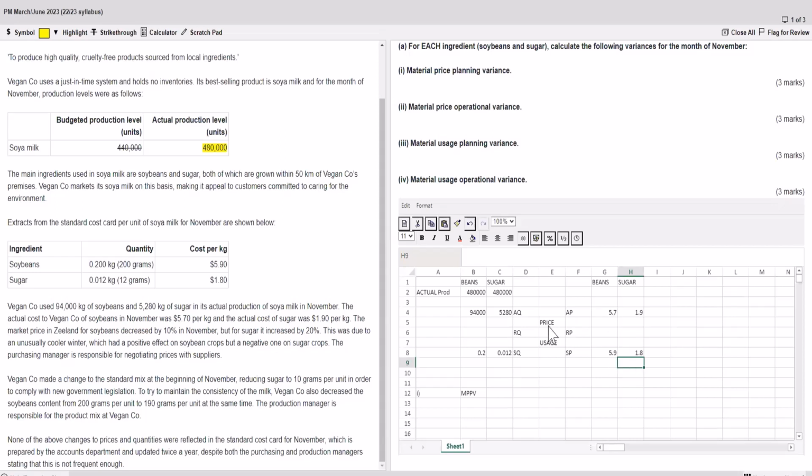You never adjust the actual. They are fixed. Don't ever adjust those. In fact, I'm going to put them a highlight. You never adjust the actuals. You always adjust the standards because that's what we need to adjust.